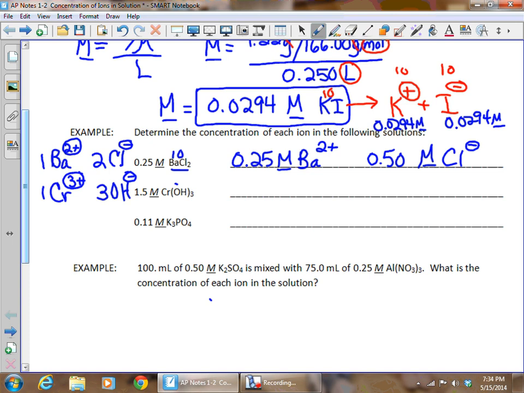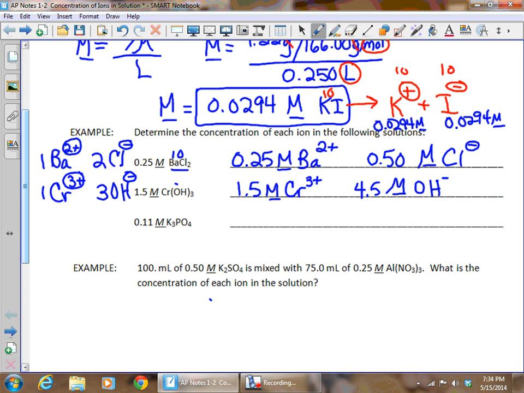What does that mean? It means that we have 1.5 molar chromium, because there's only 1 of them, but since there are 3 hydroxides, we're going to need to triple that concentration to find how many hydroxides we're going to have in solution. So that's going to end up being 4.5 molar hydroxide. Once again, see if you can do the next one yourself real quick.